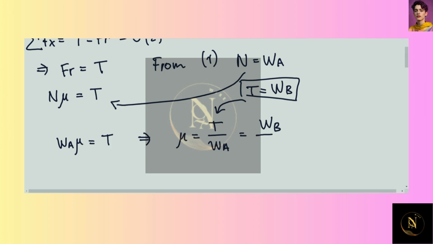So using this equation and the one we found for the coefficient of friction, the coefficient of friction is simply the ratio between the weight of block B and the weight of block A. We know that the weight is defined as the mass of the block times the acceleration of gravity. So we can cancel the acceleration of gravity and obtain mB over mA.